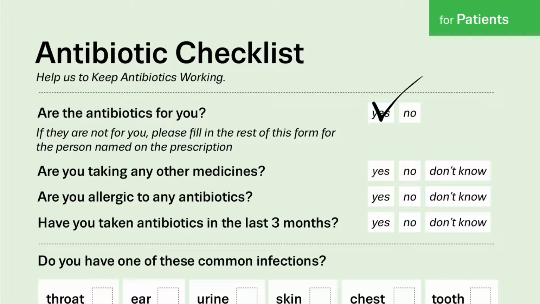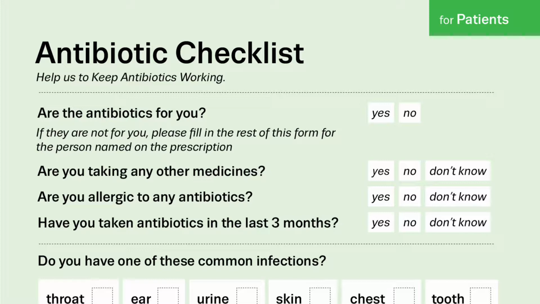Ask the customer to tick or circle the relevant answer to the questions. They might need your help. If the customer answers no to "Are the antibiotics for you?", they should continue to fill out the form for the person named on the prescription. We ask, "Are you taking any other medicines?" so that we can check for any interactions between medications.